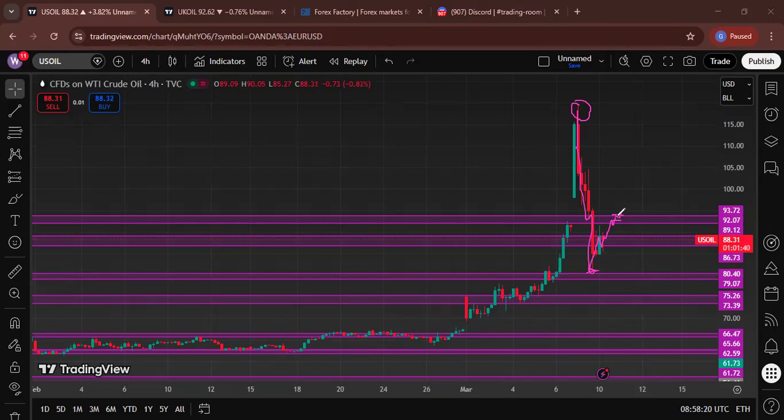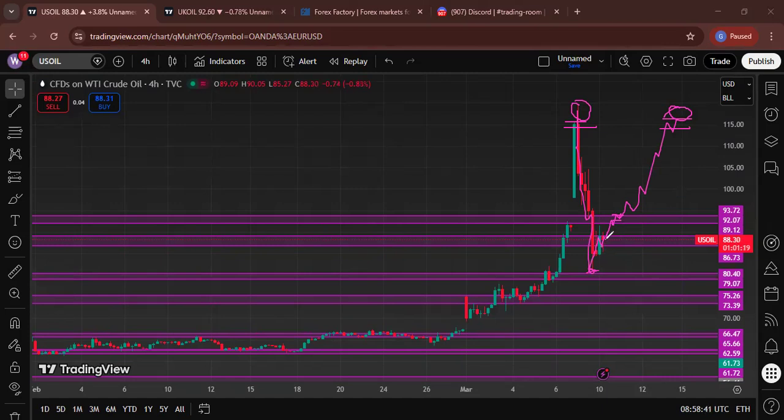Then from here, I want to see if price holds at this level, because if it does, then you might see a slight drop. But if it doesn't, then you might see a potential continuation of the rally higher back to these highs of 115 areas here, right? Back to these areas here.